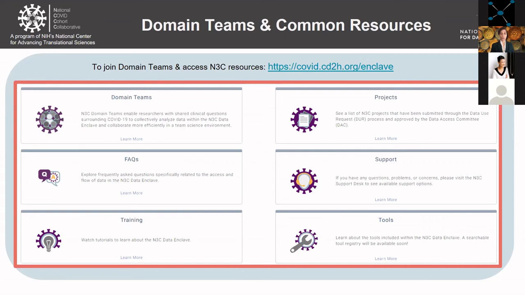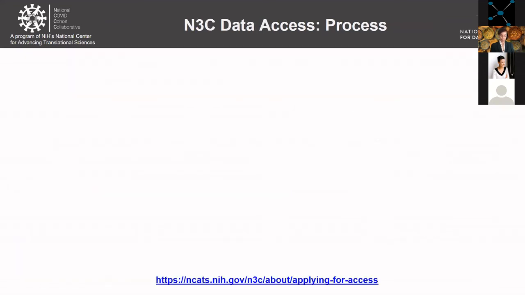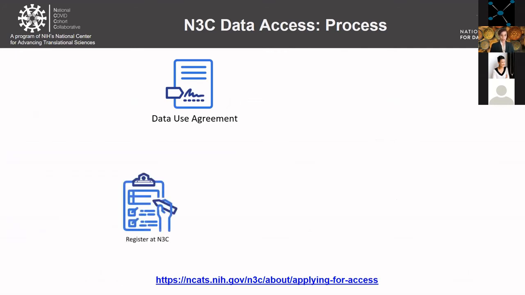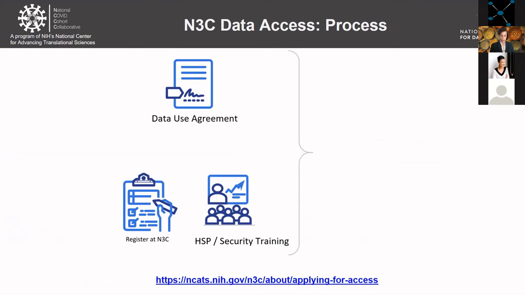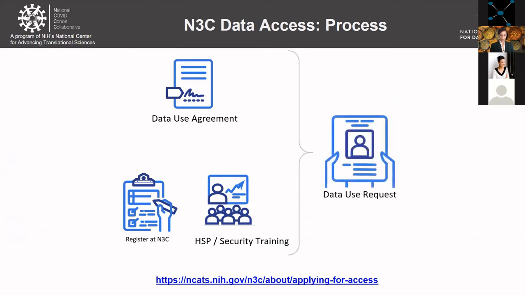And so in a minute, I'm going to talk to you a little bit about some new training that's coming up. Next slide. All right, you've clicked through this a couple of times. To gain access to the Enclave, there are 3 things you want to do. You want to get a data use agreement in place with NCATS. You want to register and also create an account. And then you also want to submit your data use request.